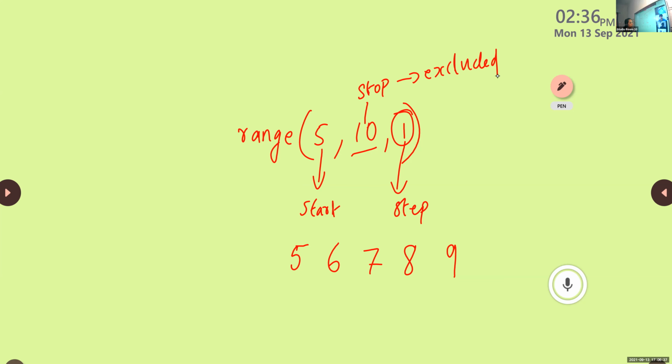Is it clear, children? Okay, I will give another example. Write the output of range of 5, 12, 2.